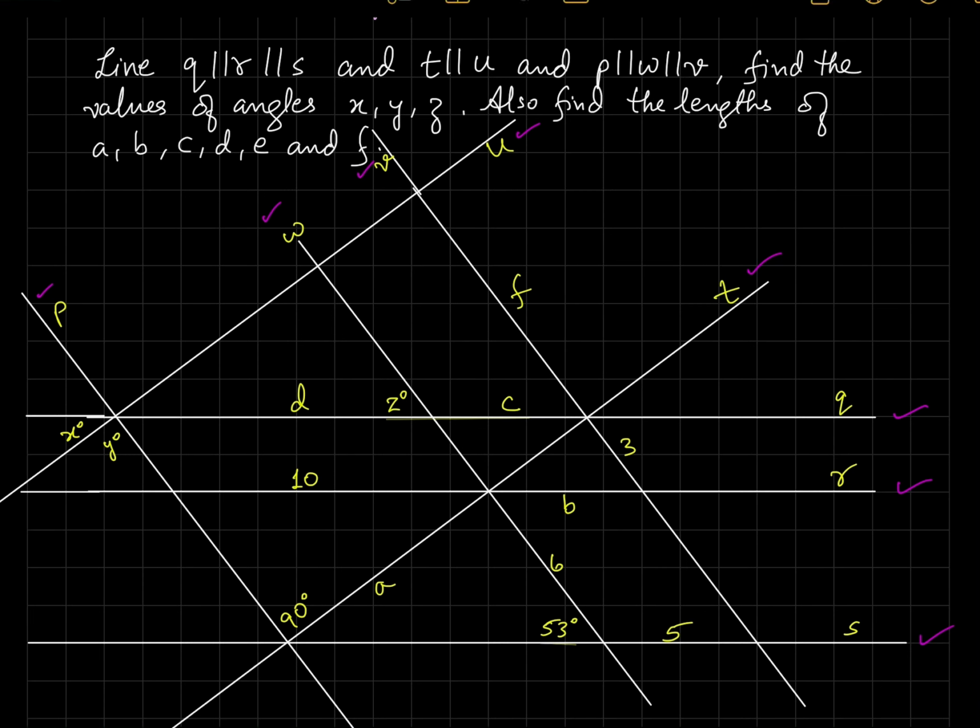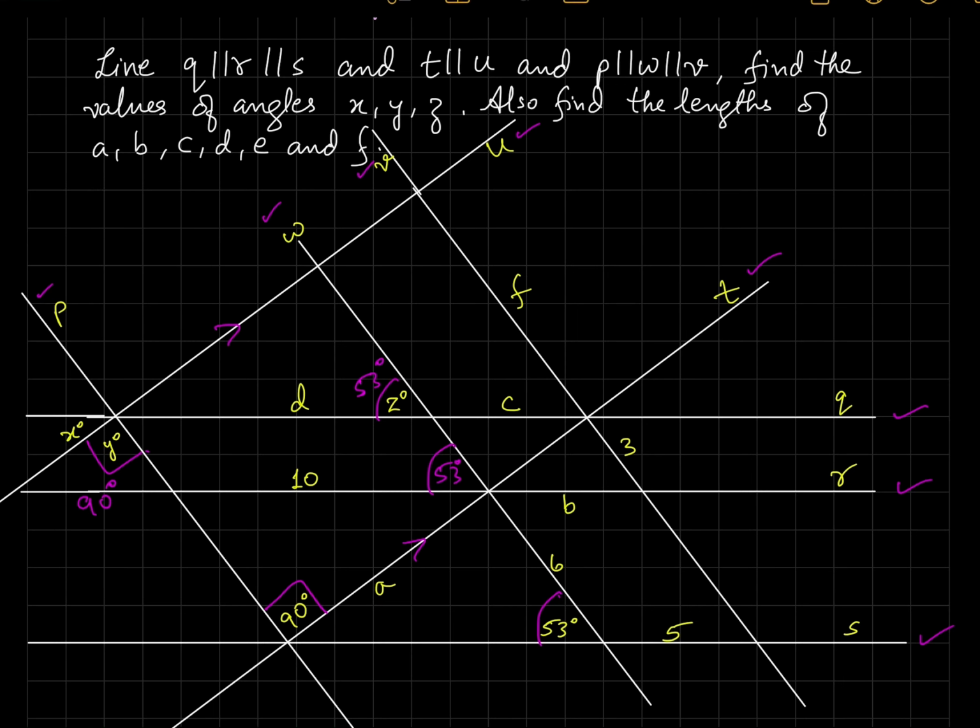I can see that this angle is 90 degrees here. Since T and U are parallel to each other, y would also be 90 degrees. This we have identified. Then I can see this is 53 degrees, so this would also be 53 degrees because lines R and S are parallel, so this is a corresponding angle. And Z would also be 53 degrees because Q and R are again parallel lines, so this is a corresponding pair of angles. Right, so we have got this.